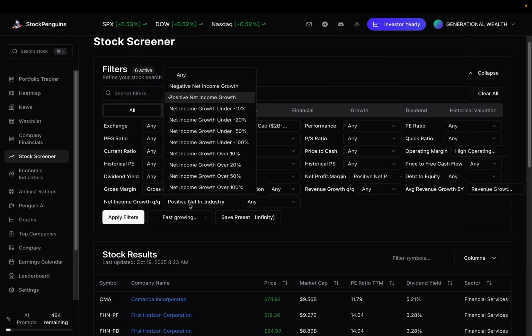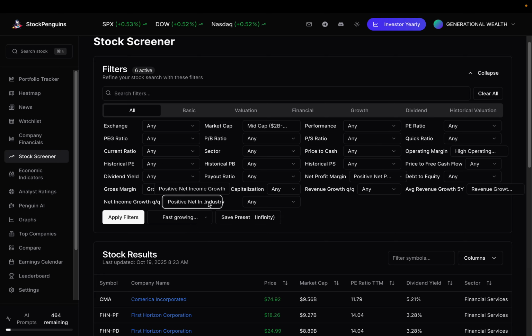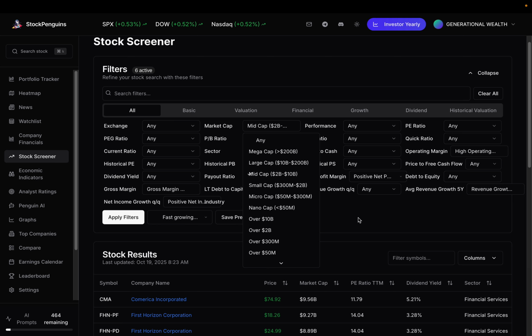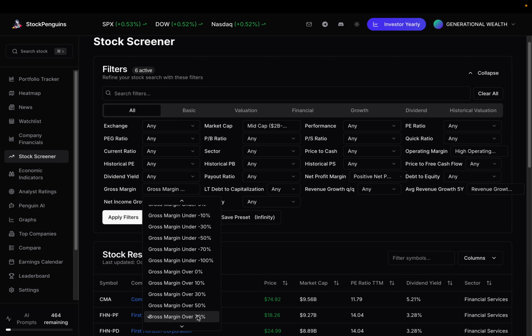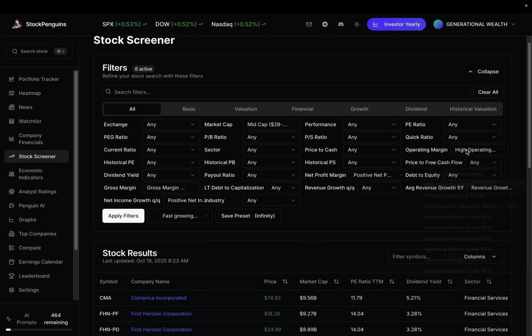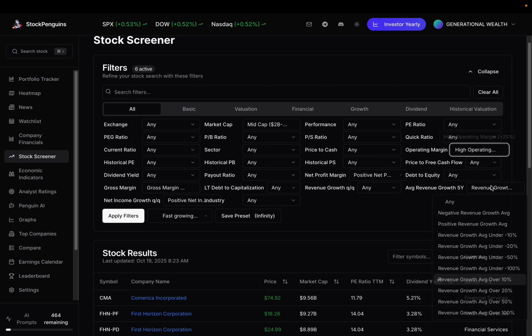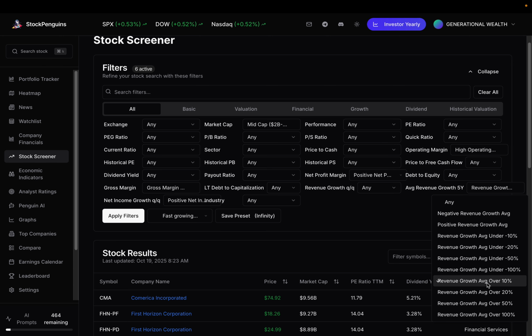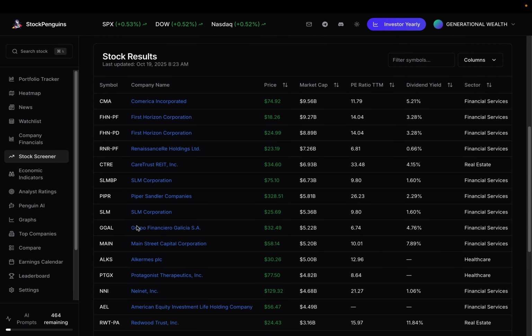So we've already set aside some filters that you can save onto our Stock Penguins stock screener tool. I have set aside a fast growing, profitable filter list, looking at mid cap companies with decent, strong gross margins over 70%, a high operating margin, and revenue growth above 10% on an average 5-year basis. If you search for this, this is the list of companies that's filtered out.